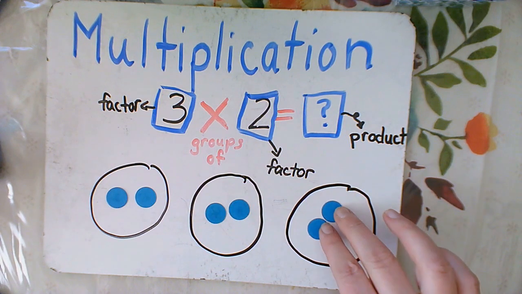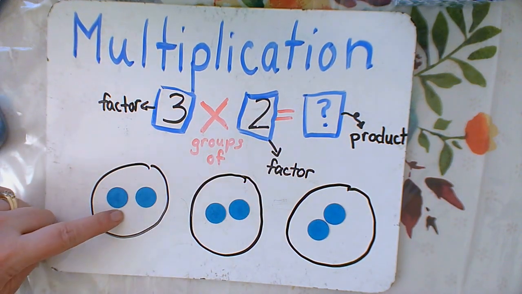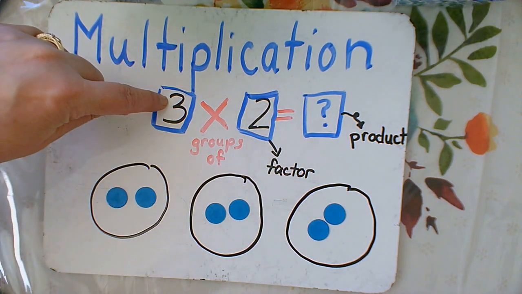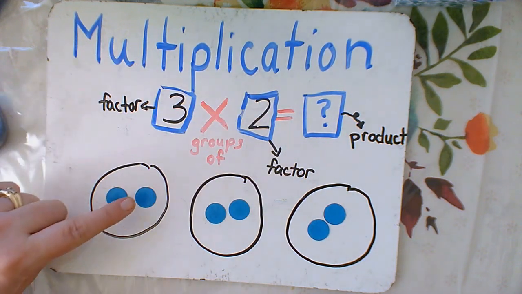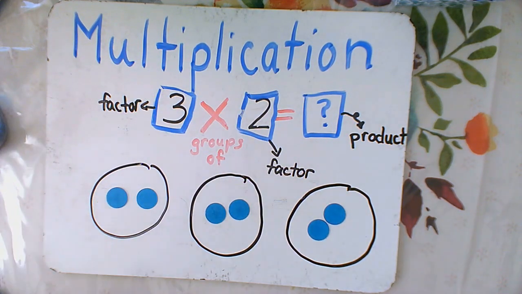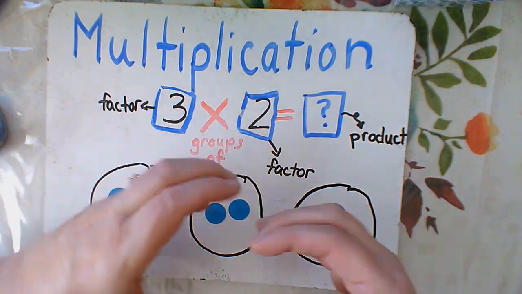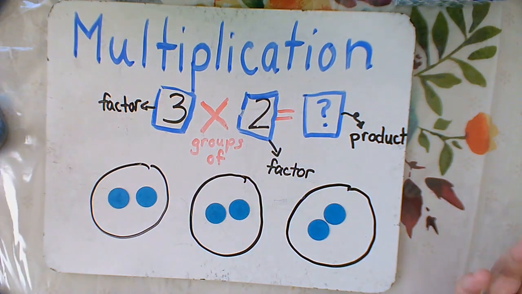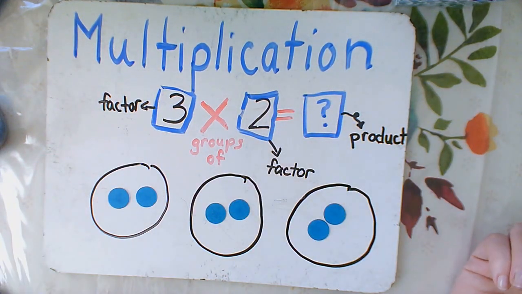And there we go. Okay, so there's 3 groups with 2 in each group. The first factor tells me how many groups. The second factor tells me how many is in each group. Now, to get the answer, I simply need to see how many altogether. Just like when we add and we're finding out how many altogether, it's the same when we multiply.